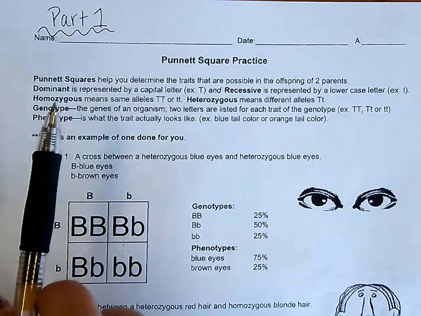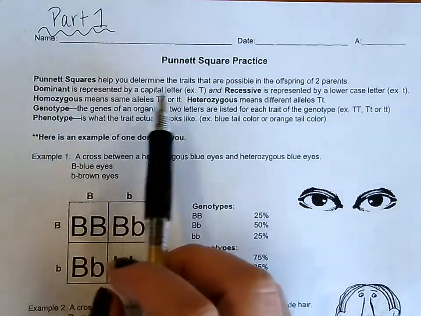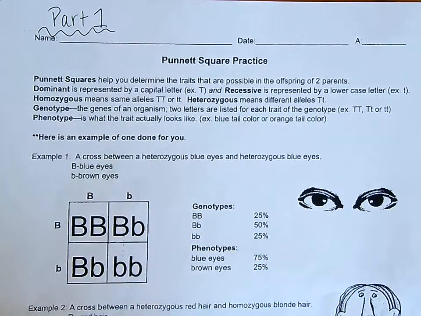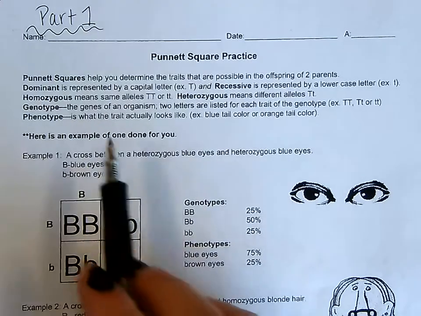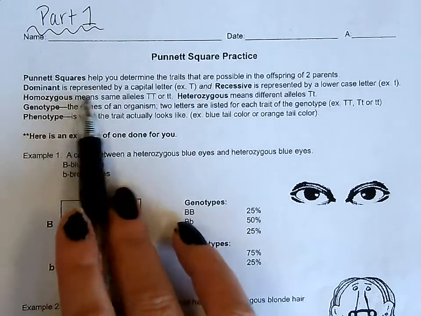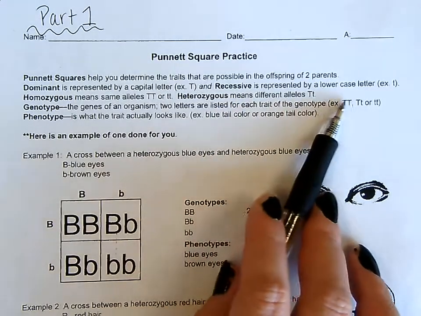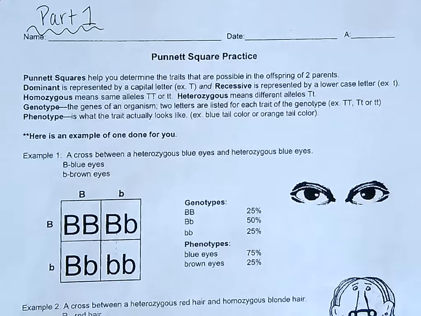So, Punnett squares, the purpose of them is to help us determine the traits that are possible in the offspring of two parents. Dominant genes, dominant alleles, are represented by a capital letter. Recessive are represented by a lowercase letter. And again, those variables can be any letter in the alphabet.